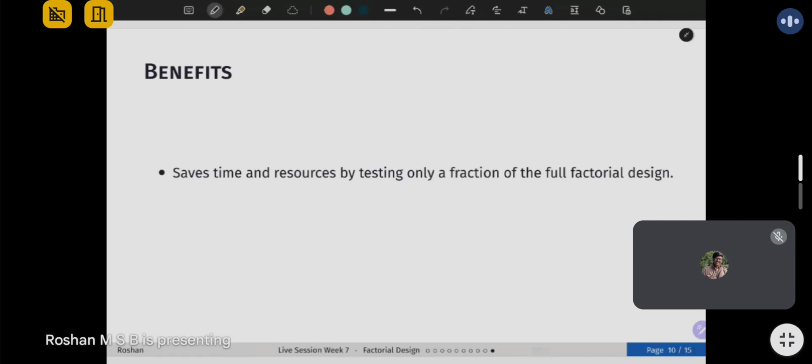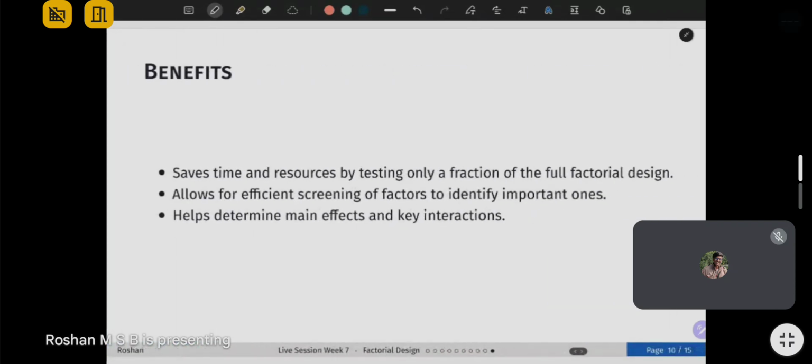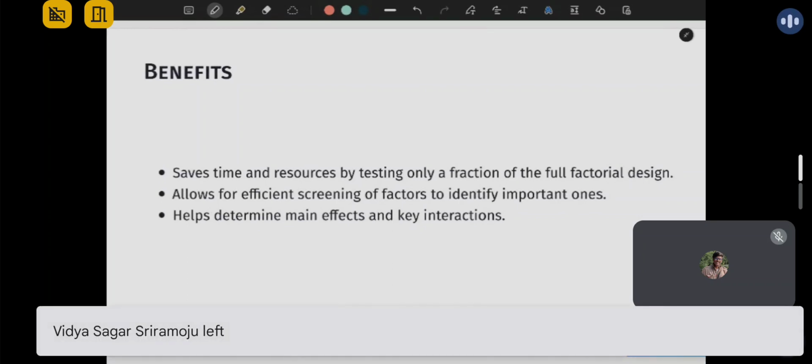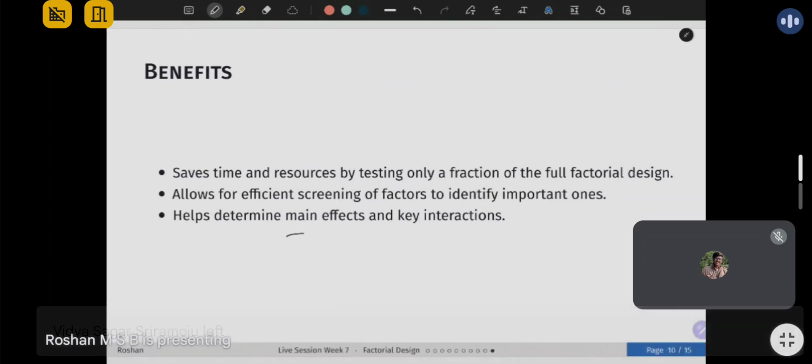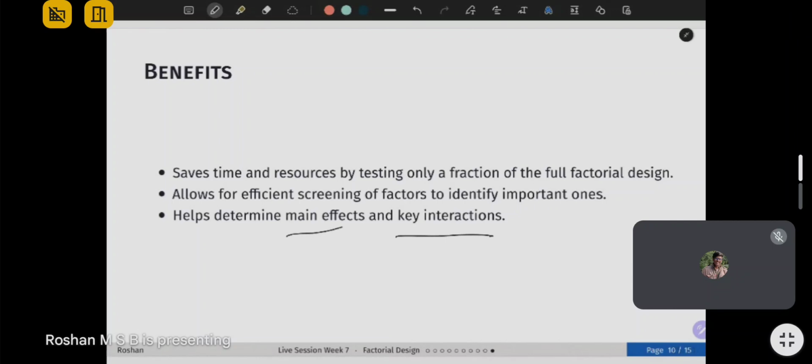Benefits: it saves time and resources, allows for efficient screening, and it is also designed in a way that you can determine both main effects and key interactions. Any doubts till now?